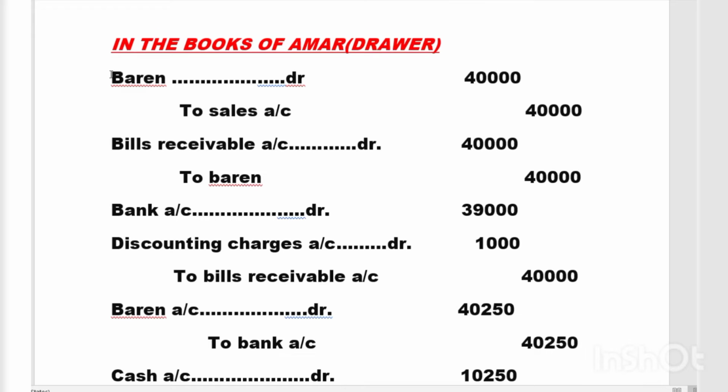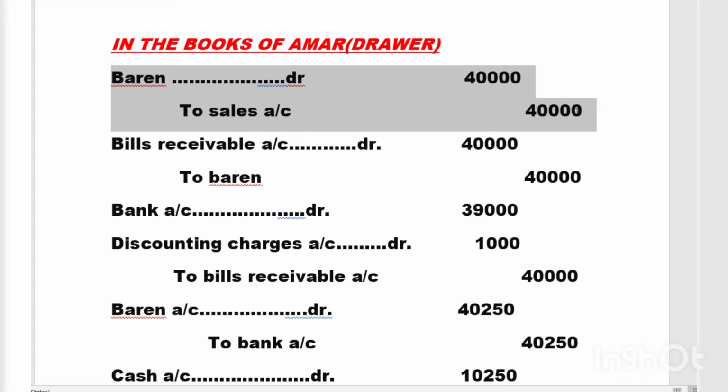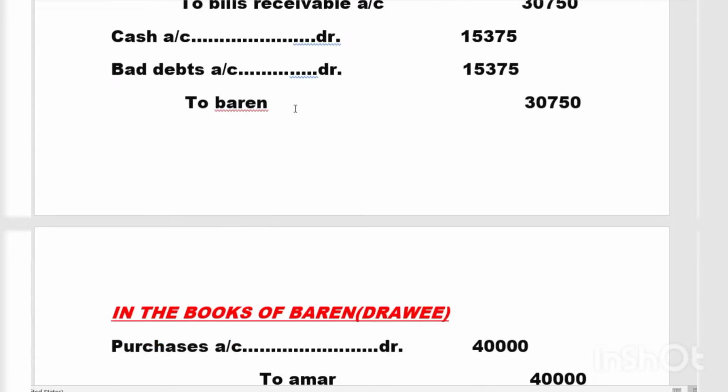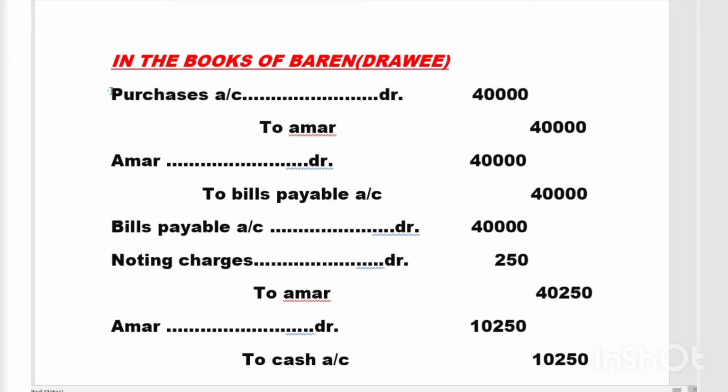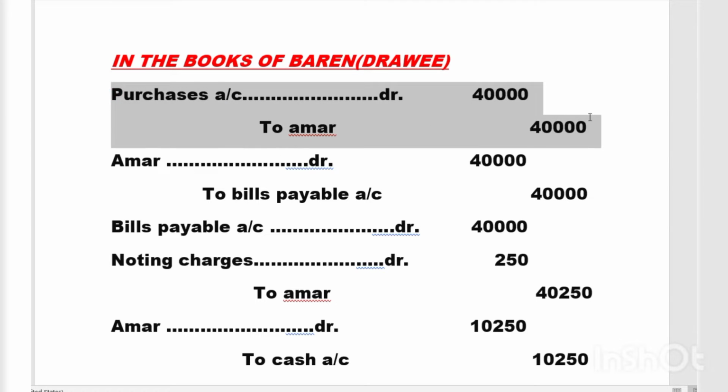So what is the entry in the books of Amar? Amar is selling goods to Barin, so the entry will be Barin account debit to sales account. And what is the entry in the books of Barin? Barin is purchasing the goods, so purchase account debit to Amar. From whom is purchasing? Amar.